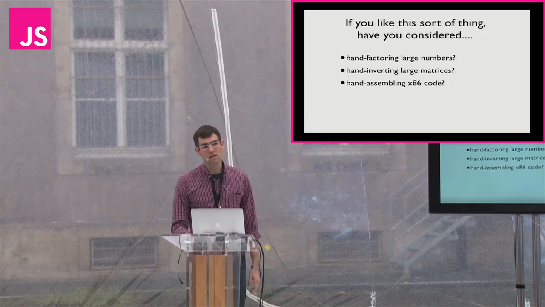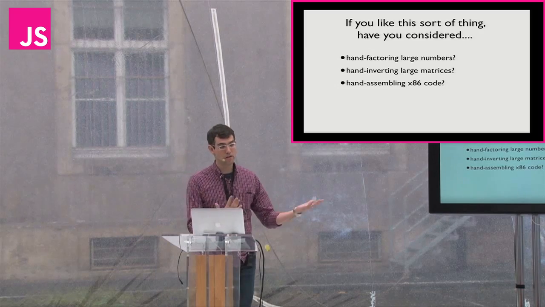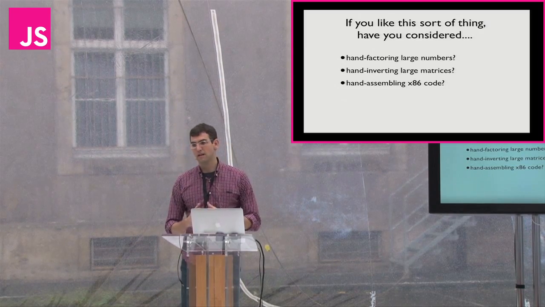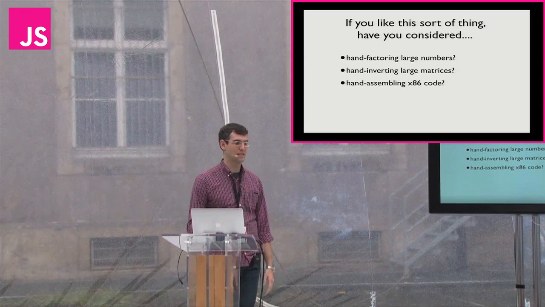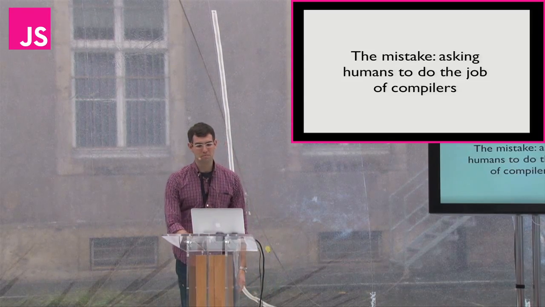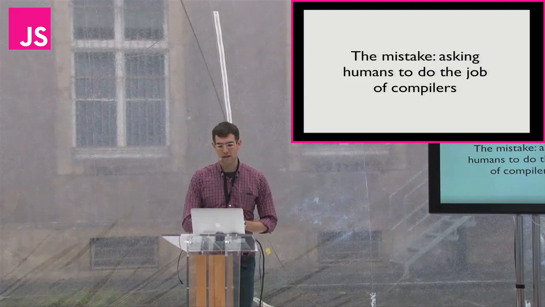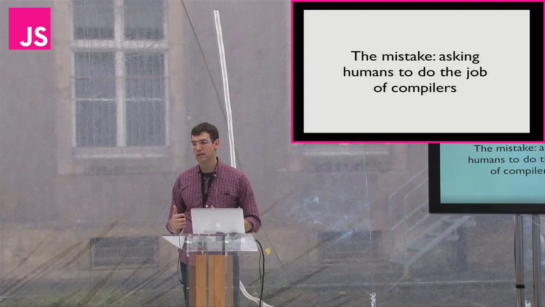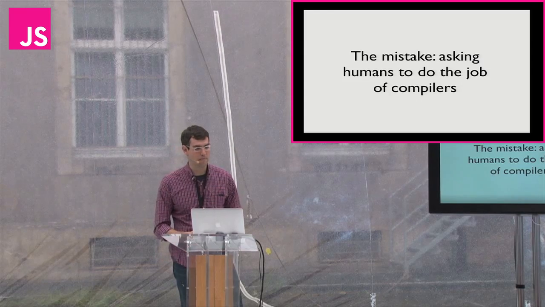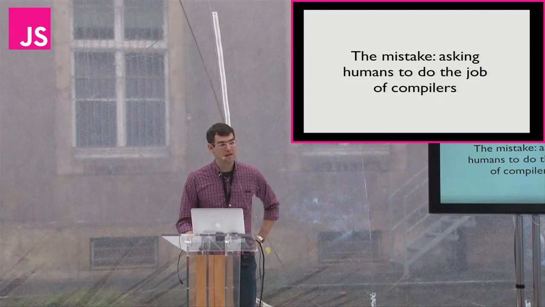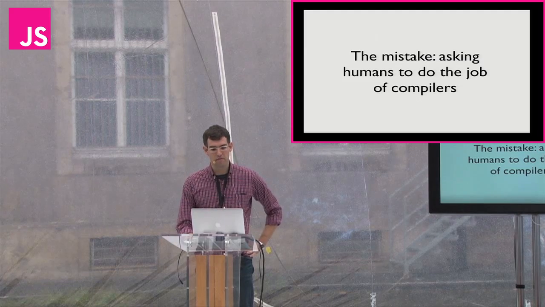And if this sort of thing is interesting to you, there are other great activities you can consider, like hand factoring large numbers, hand inverting large matrices, and hand assembling x86 code. So there is a problem here, and that in a very simple JavaScript case that shows up all the time on the browser or Node.js, we're asking humans to do the job that compilers ought to be doing. So I think we all can agree that that's not a great state of affairs.